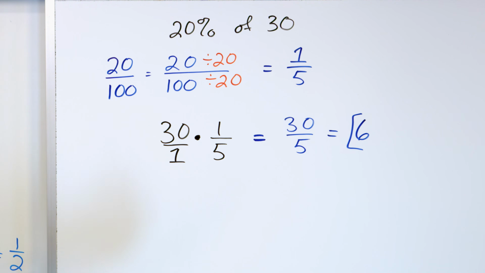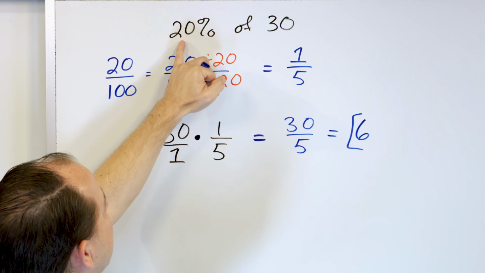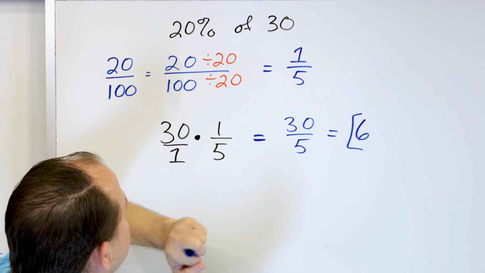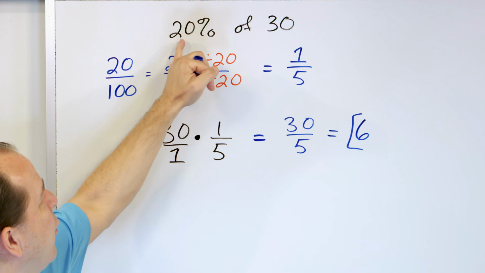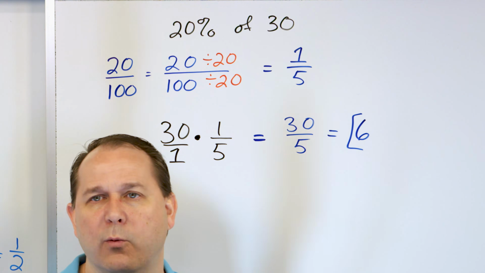All right? And that makes sense because if you were giving away, let's say 50% of your money, then you would cut this in half. It would be $15 you'd give away. I'm giving away way less than that, so the number I'm giving away is 6.